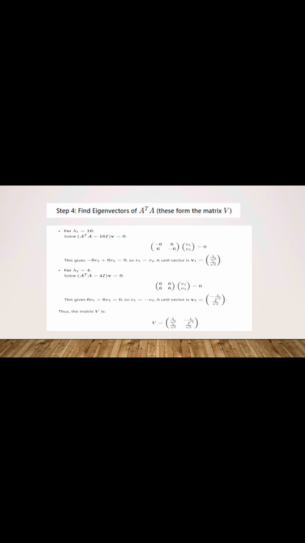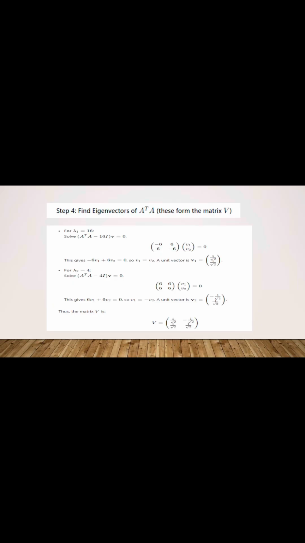We find the eigenvectors of A transpose A. For each eigenvalue, these form our V matrix. For lambda equals 16, solving the equation gives that both components of the vector are equal. The unit vector is 1 divided by root 2, 1 divided by root 2. For lambda 2 equals 4, the equation tells us the first component is the negative of the second. The unit vector is minus 1 divided by root 2, 1 divided by root 2.